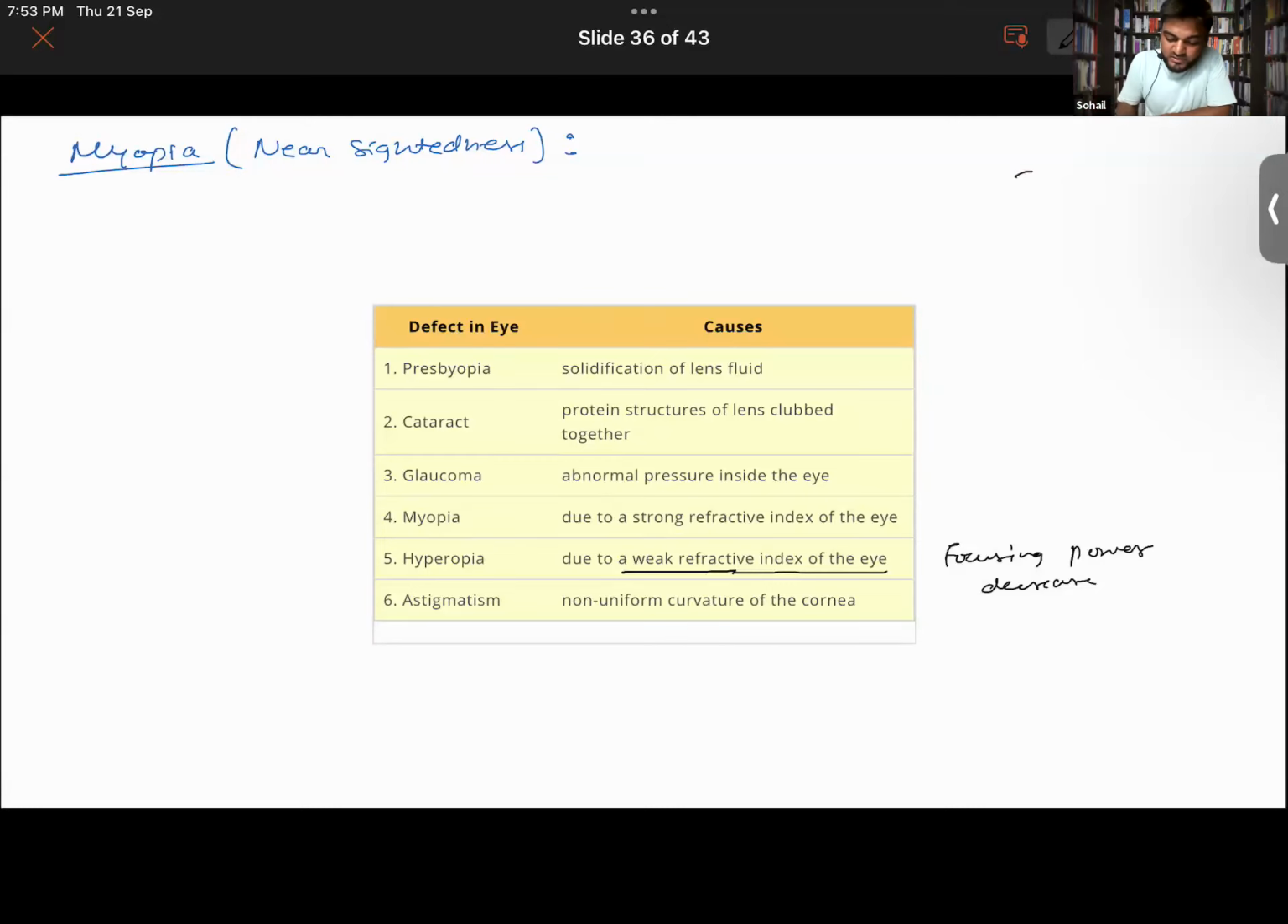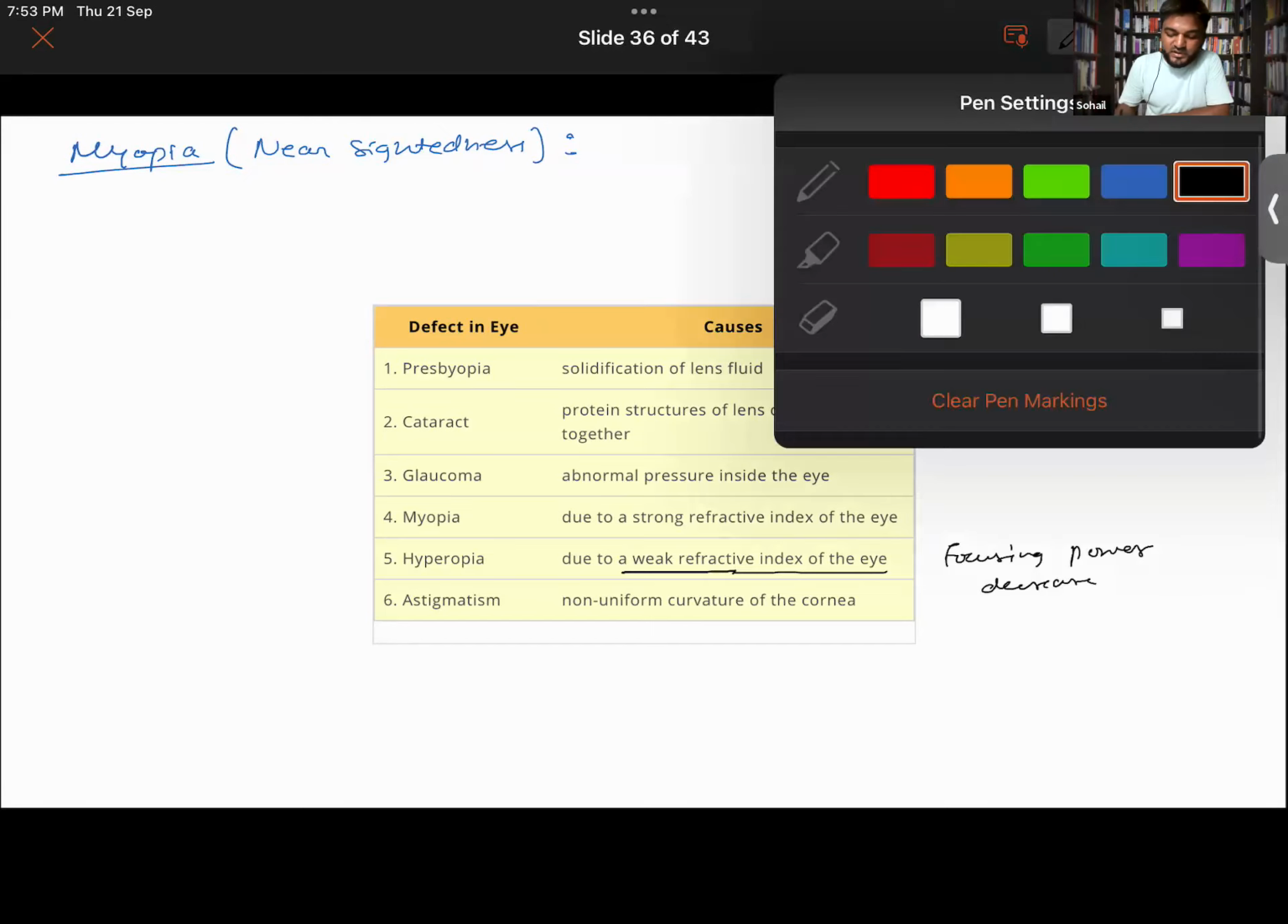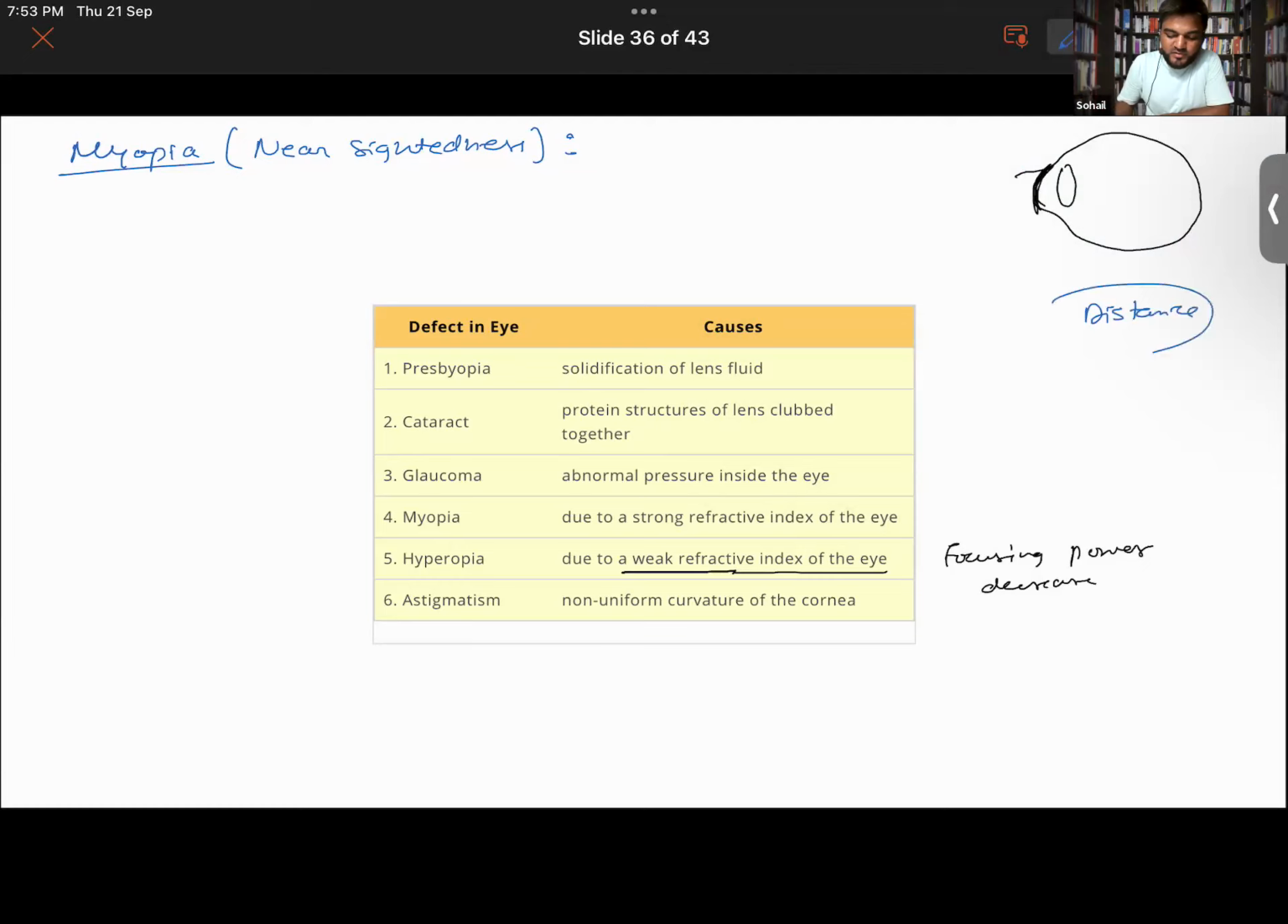Look here. This is our eyeball, let's say. This is the cornea and this is the lens. If the person is able to see distant objects, so distance vision is clear, but the nearby vision is lost, it's not clear, then what does it mean? Is the image forming before the retina or after the retina? After the retina, so you will be using a lens of more power so that the image will be formed at the retina. If the nearby sight is lost, then what it shows is that the focusing power of the lens might have increased. That's why the rays are converging just before the retina. Are you guys getting it?